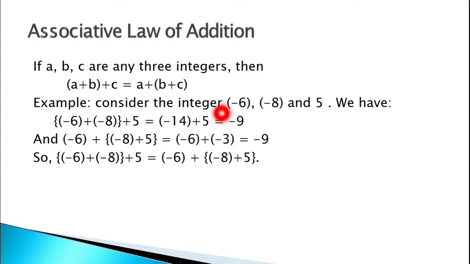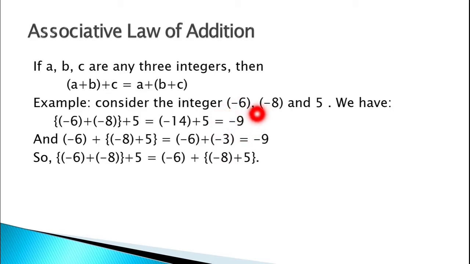Here we have considered minus 6, minus 8 and 5 as three integers. First we add minus 6 to minus 8, and the resultant is added to 5. Let us see. Here we have added minus 6 to minus 8. You know that minus 6 plus minus 8 gives the result of minus 14. Now this result, minus 14, is added to 5. So minus 14 plus 5 comes out to be minus 9.